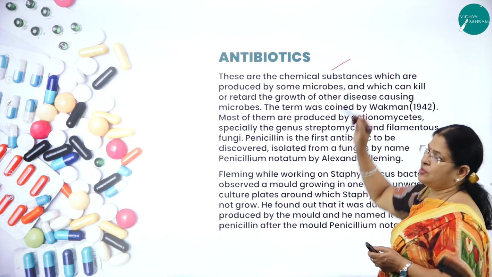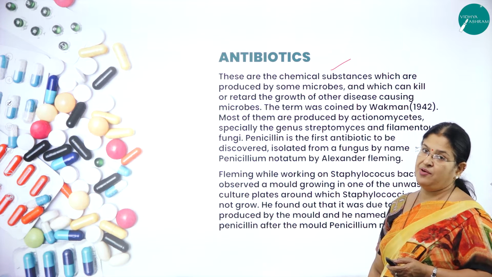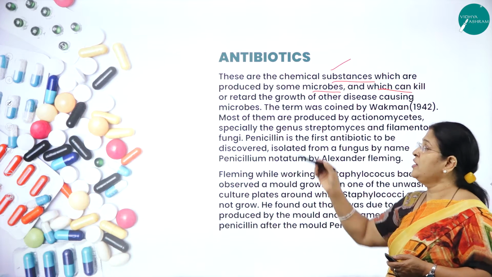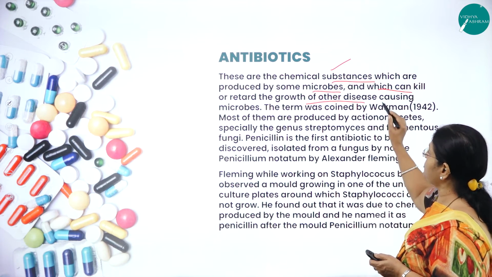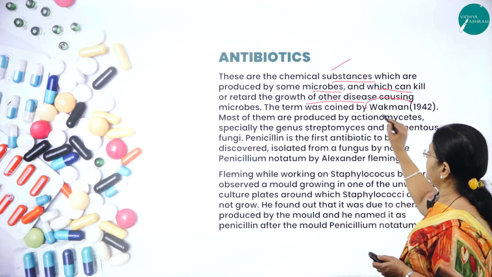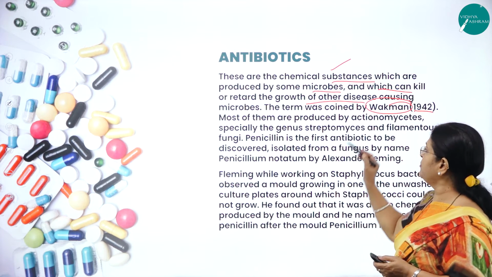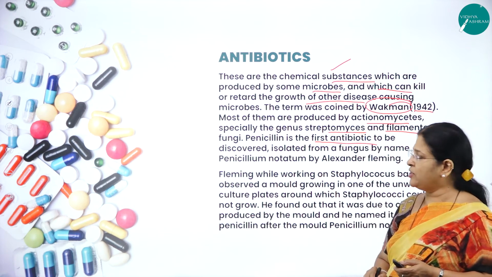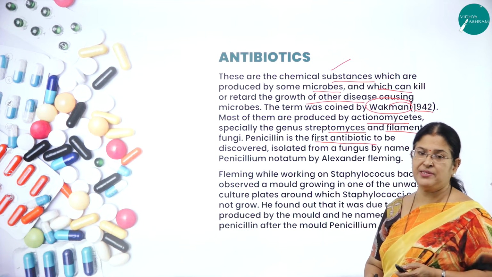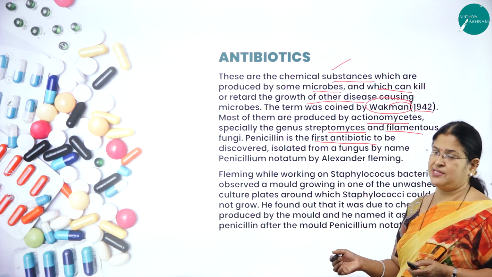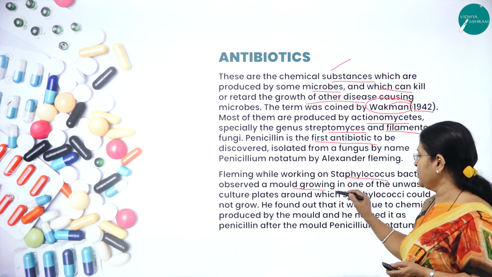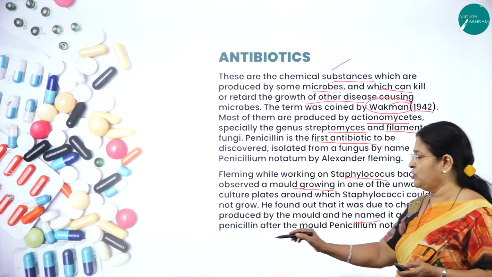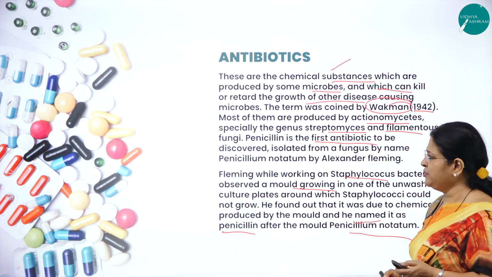As I said, antibiotic is one of the industrial products which is having great demand in the market, particularly in the field of medicine. These are the chemical substances which are produced by some microbes, which can kill or retard, retard meaning lessen the multiplication of the disease causing microbes. This term antibiotic was coined by Waksman in 1942, and most of them are produced by actinomycetes, especially the genus Streptomyces and filamentous fungi. Penicillin is the first antibiotic to be discovered, isolated from the fungus Penicillium notatum by Alexander Fleming. While working on Staphylococcus bacteria, he observed a mold growing in one of the unwashed culture plates around which Staphylococcus could not grow. He named that chemical penicillin, after the fungus Penicillium notatum.